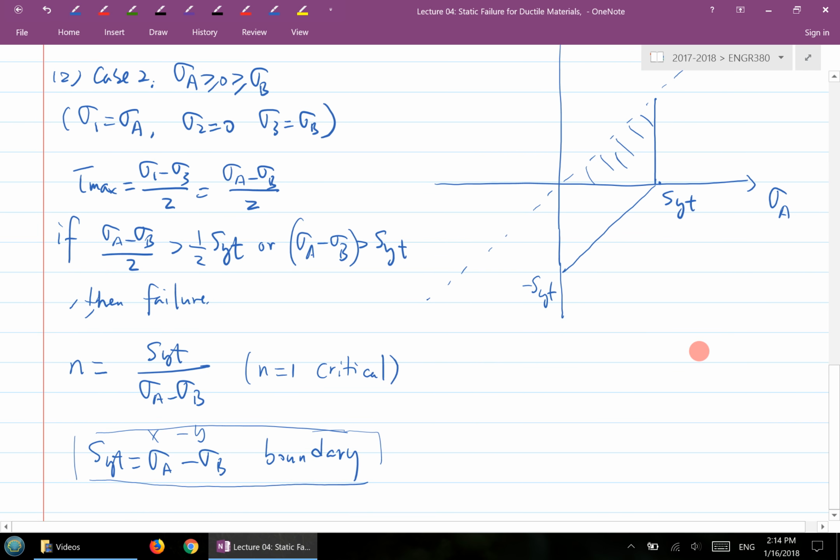Okay. So for this particular line, and then you can think about it basically. Let me write down here. This is your sigma A minus sigma B equal to SYT.